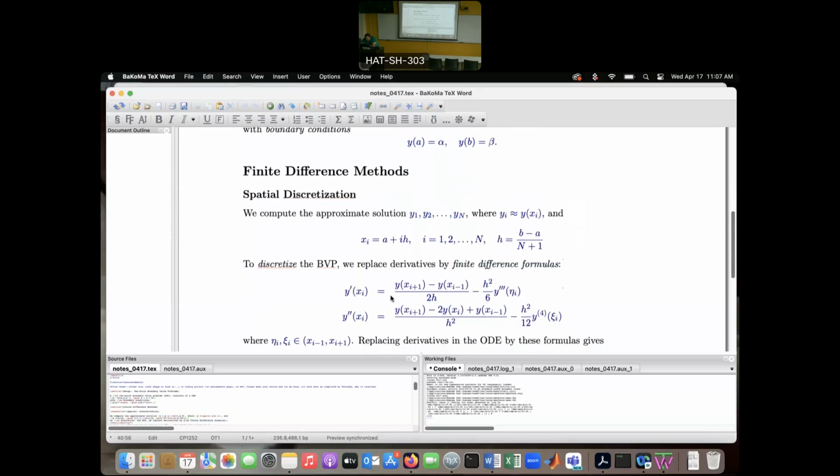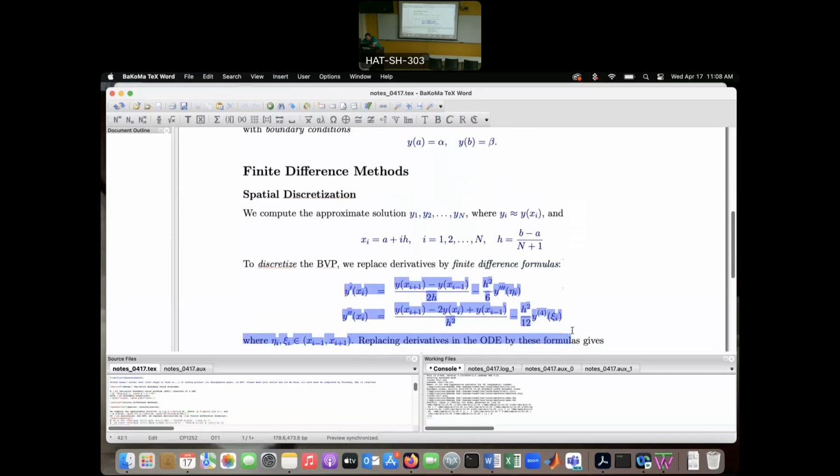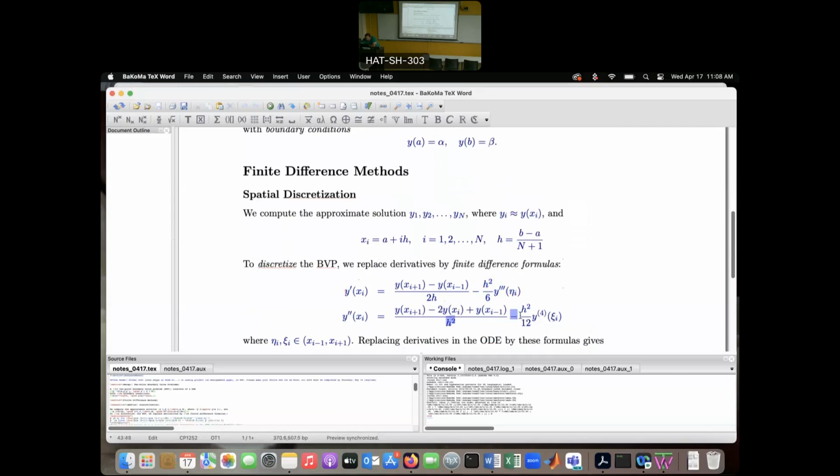Here are the finite difference formulas that we're going to use. In both cases, we use what's called a centered difference. The first and second derivatives at xi are approximated using function values at xi minus 1 and xi plus 1, so we're using both left and right neighbors. Both of these centered difference formulas are second order accurate. The last terms on each line are the error formulas, and in both cases the error is proportional to h squared.